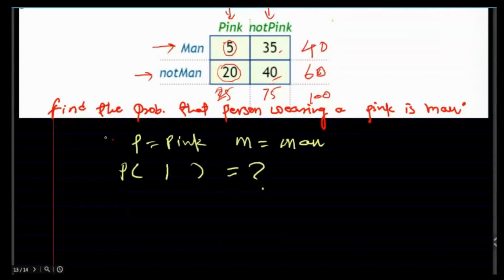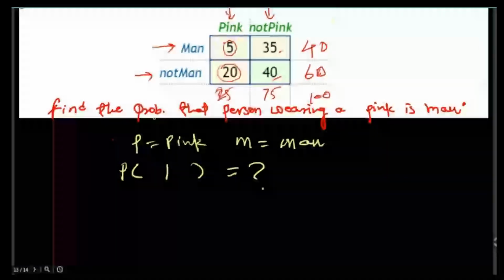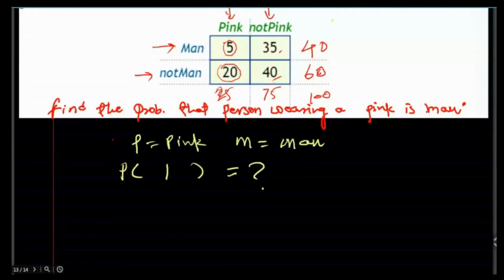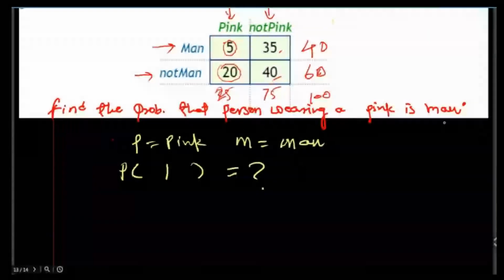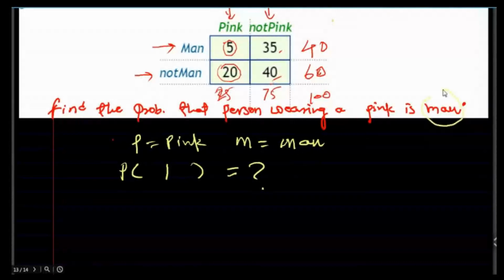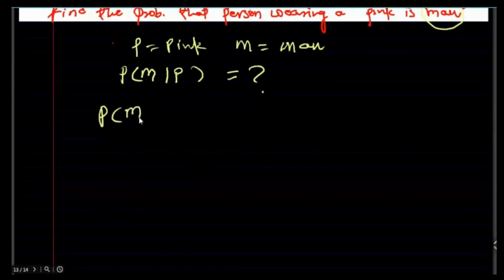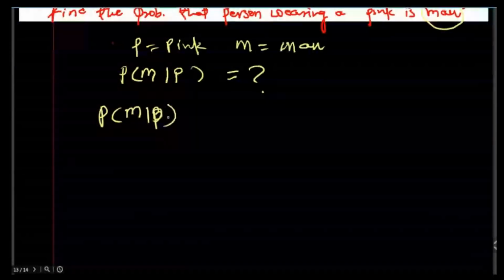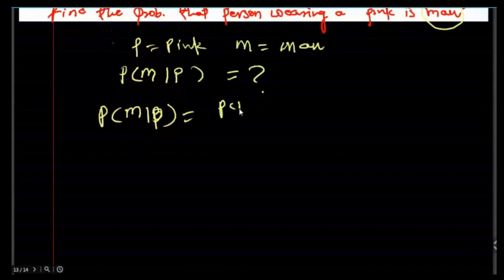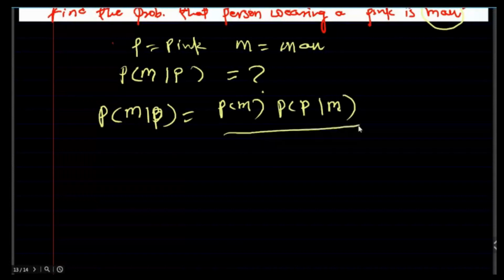So what should be here? What is asked of us? Whether P given M or M given P. Find the probability that a person wearing pink is a man. So we know that the person is wearing pink, and we have been asked to calculate whether he is a man. So this is man given that he is wearing pink. Now let us try to put this in the formula. So M given P is equal to P(M) times P(P given M) divided by P(P).